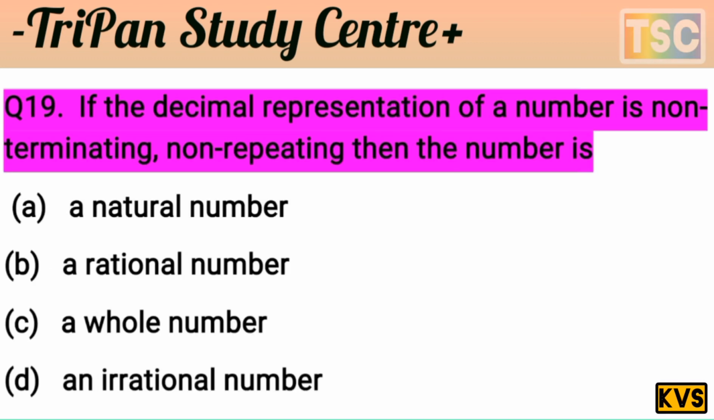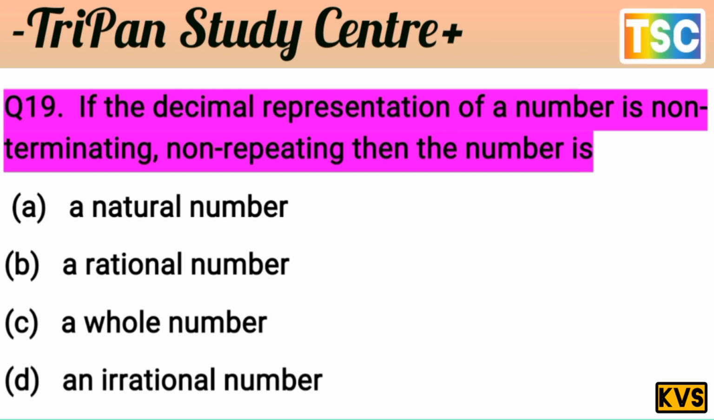The next question arrives here. That's important. The question: if the decimal representation of a number is non-terminating and non-repeating, then the number is. Question is clear, understand? A is a natural number, B is a rational number, C is a whole number, D an irrational number. That's an important option. But first of all, you check your knowledge. I give you a few seconds. You must have a thought of your answer, and note it in your notebook also.